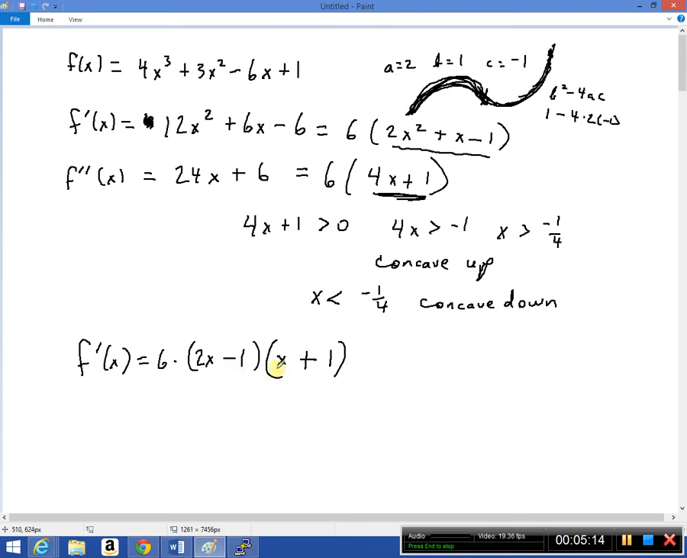Okay, let's just check that out. 2x squared plus 2x minus x is plus x. That's what I've got. And then minus 1 times 1 is minus 1. So this is how it factors. So this is the derivative, and the derivative will be equal to 0. So the derivative equals 0 when x equals 1/2 or x equals -1.